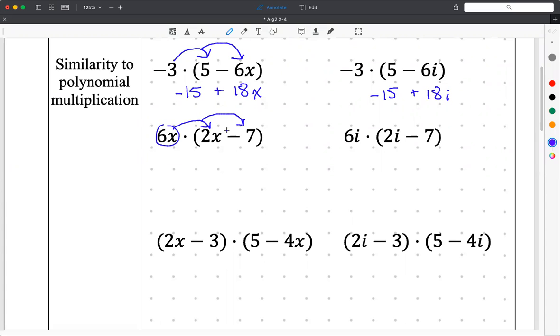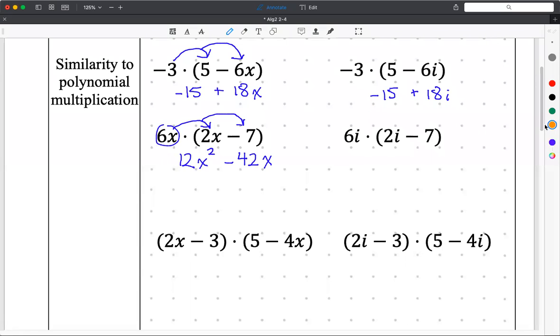Looks like I will have to cold call someone that hasn't participated before. Sergio. So you do 6 times 2, right? Yep. So it's 12, and 12x to the power 2. Perfect. Keep going. Minus, then 6 times 7, it's 42, right? And then it's x. Or 2x, yeah, you got it.